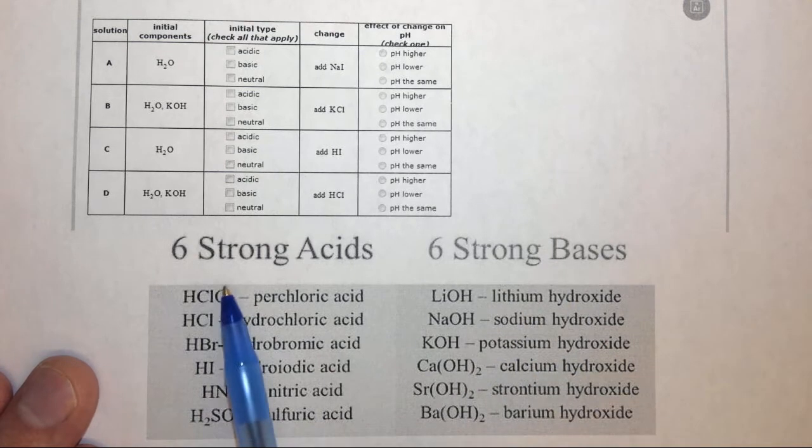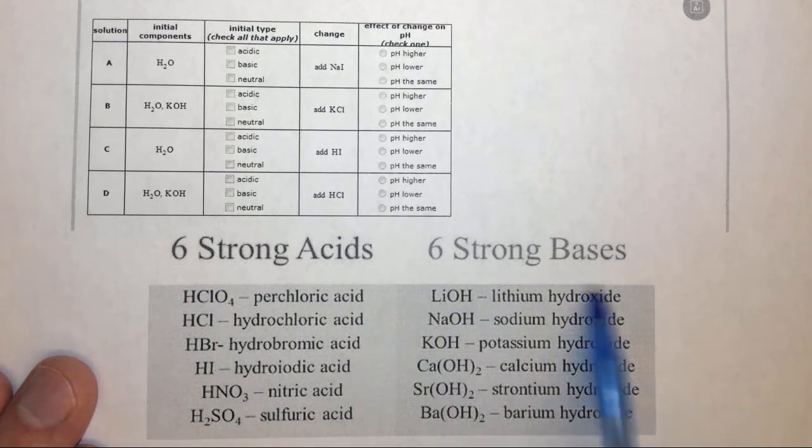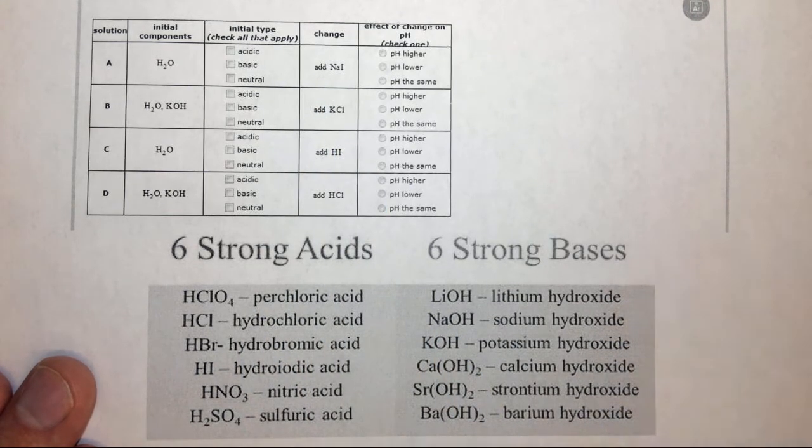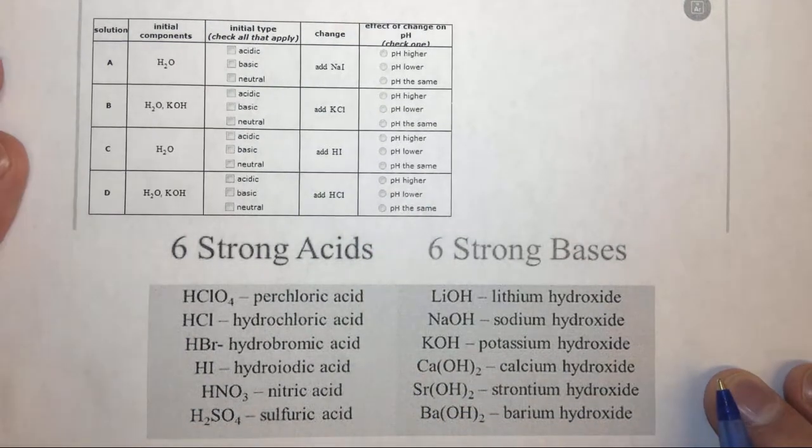So again, these are a list of 6 strong acids and 6 strong bases according to one source. You could find different things in different places. However, these will help us to solve this problem. As far as I could tell, these were all the examples that were given here. So let's look at the first example.